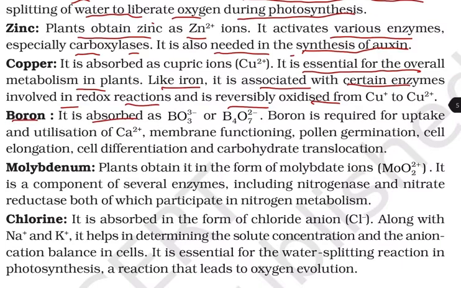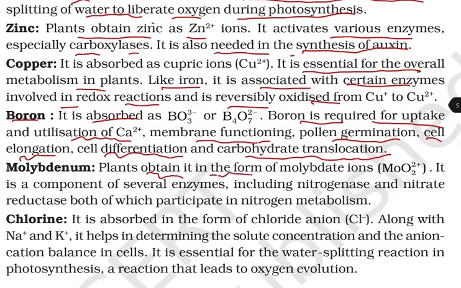Boron. It is absorbed as BO3 3 minus or B4O7 2 minus. Boron is required for uptake and utilization of calcium, membrane functioning, pollen germination, cell elongation, cell differentiation, and carbohydrate translocation. Molybdenum. Plants obtain it in the form of molybdate ions, that is MoO4 2 minus.